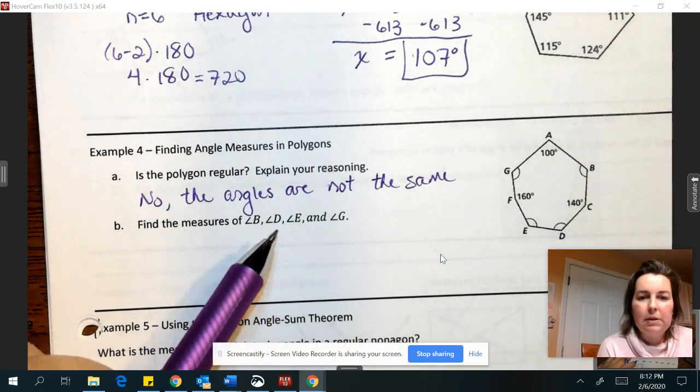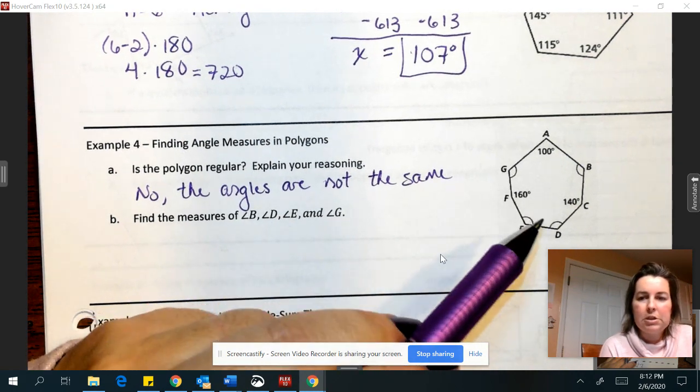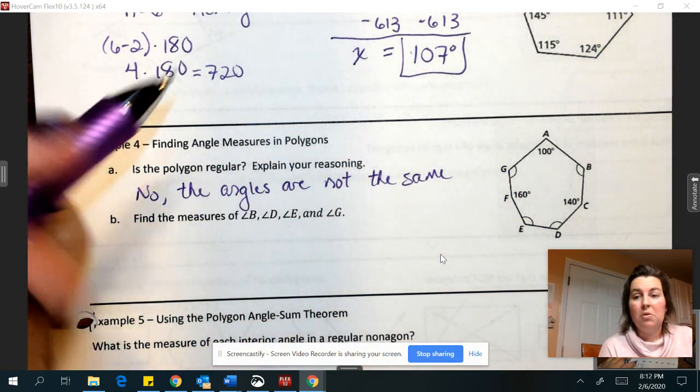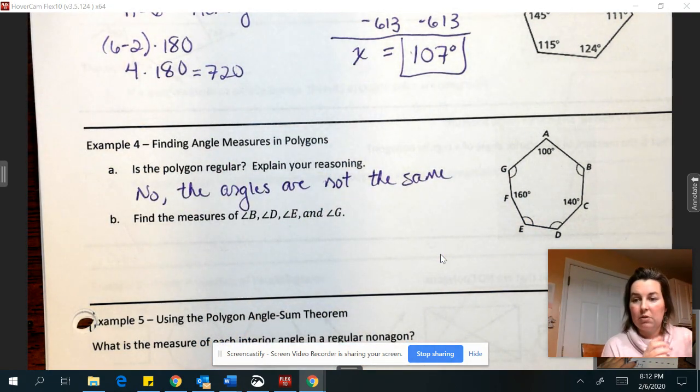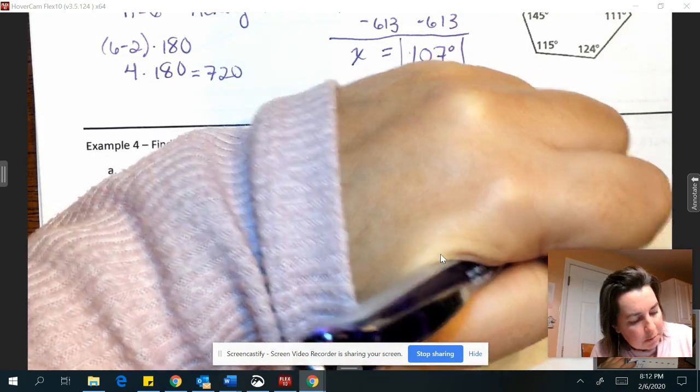Okay, so now we need to find the measures of the missing angles. So B, D, E, and G, you'll notice they all have one arc in them. And by this time, I'm hoping you know that if it has the same marking on the angle, same amount of arcs, that means that those angles are the same. So I'm going to just go ahead and mark that all these are the same. I'm going to call them all X.